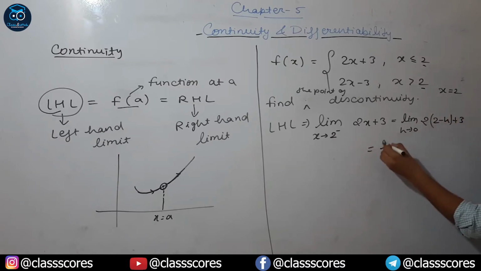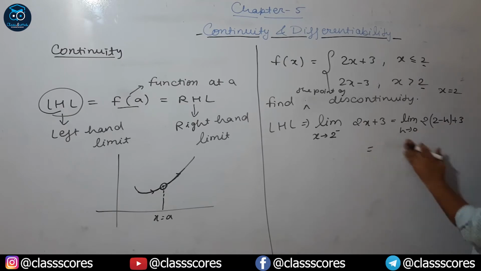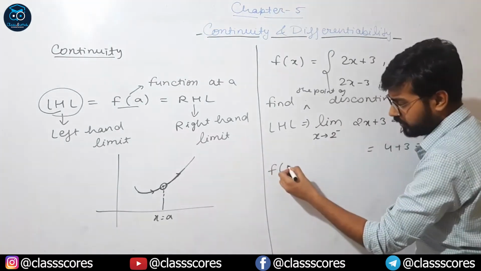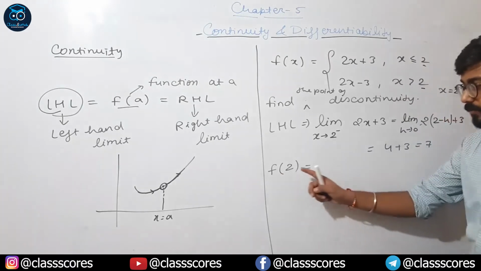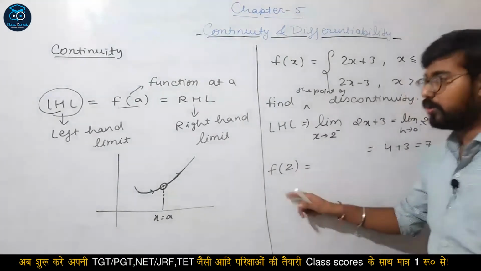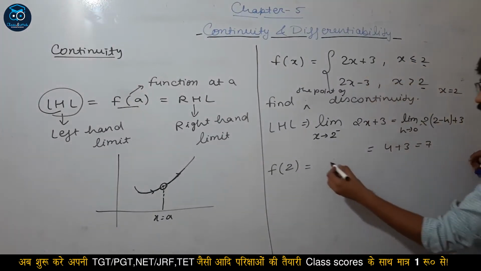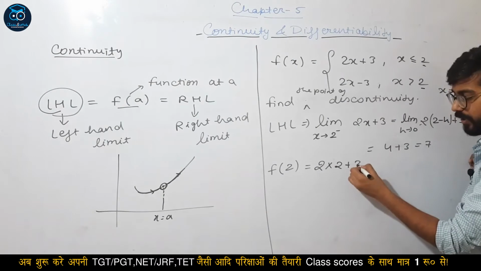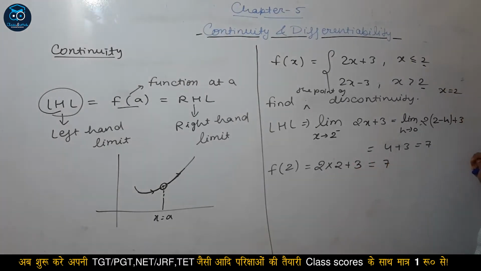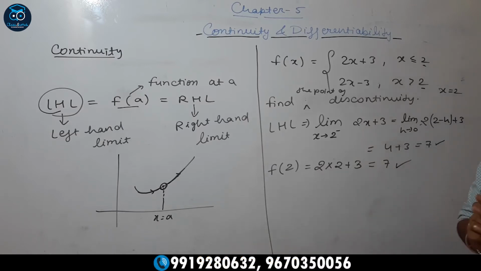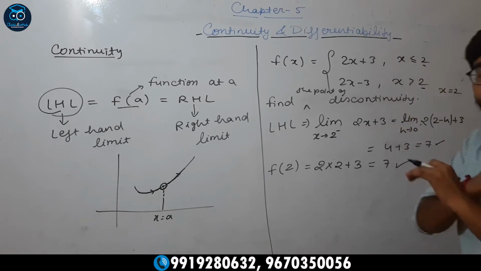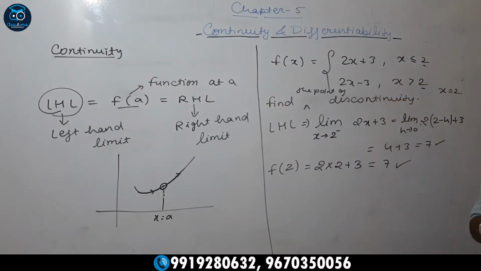If we simplify this term and substitute h equals 0, we get 2 times 2, that is 4, plus 3, that is 7. Clear? We get LHL as 7. Now moving towards f at 2. When we substitute the value x as 2, this function is valid, so 2 into 2 plus 3, that is 4 plus 3, 7. We get LHL 7, f of a 7. If we also get RHL as 7, then we can say this function is continuous at all points, meaning there is no point of discontinuity.